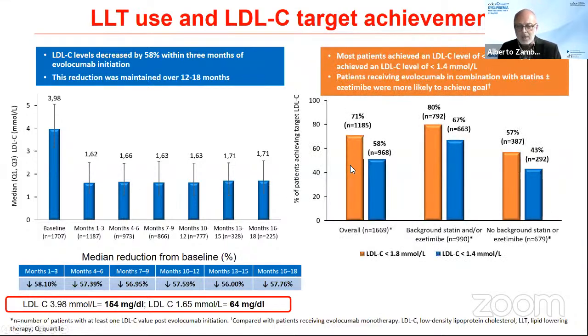So maintained across time. Interestingly enough, looking at patients who achieved an LDL cholesterol less than 1.4 or 55 milligrams per deciliter, overall 58%, so more than half. But let's focus our attention on those who have a background therapy of statin and ezetimibe, which is highly suggested before using a PCSK9 inhibitor. Well, those who achieved an LDL cholesterol, very high risk people, less than 1.4 were 67, almost 70% of the people. So a very interesting, remarkable result by using a PCSK9 inhibitor, evolocumab, in real life in Europe, 11 countries.